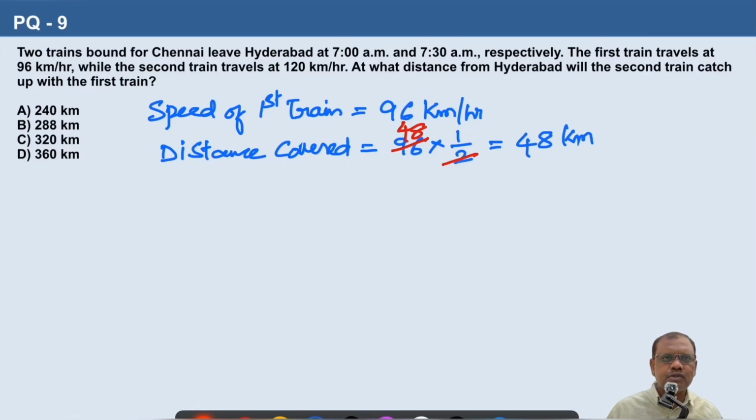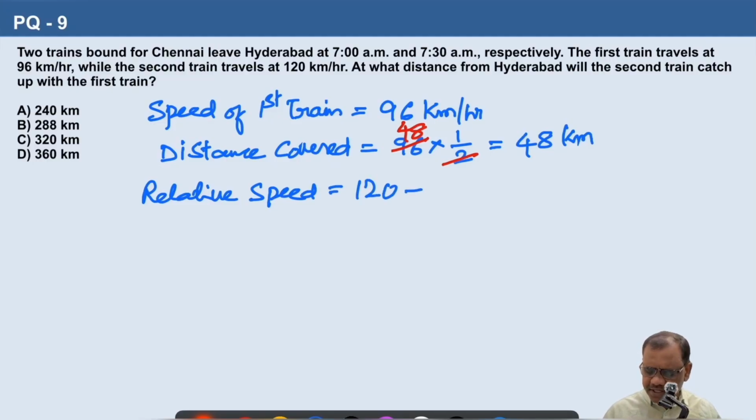Now the second train is also going in the same direction with a speed of 120 kilometers per hour. So what is the relative speed we have to find out here? Since both of them are traveling in the same direction, we have to subtract. Speed of the second train 120, speed of the first train 96. The relative speed is 24 kilometers per hour. This is the relative speed of the trains.